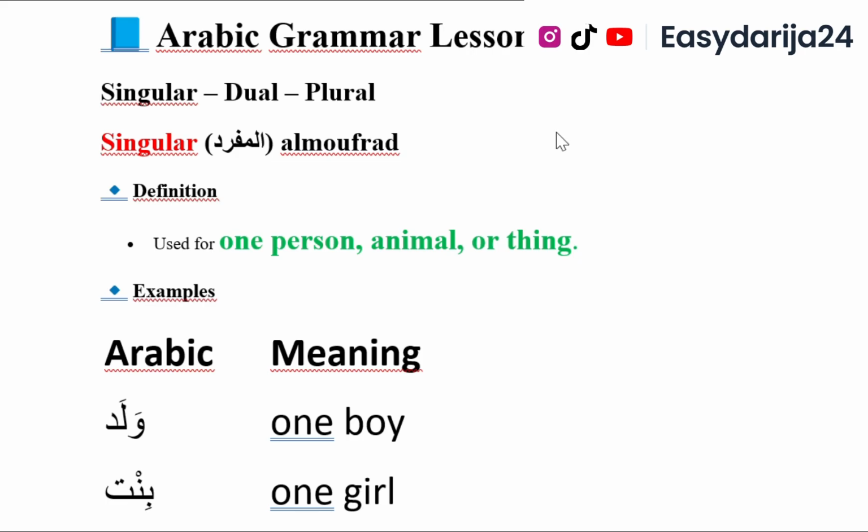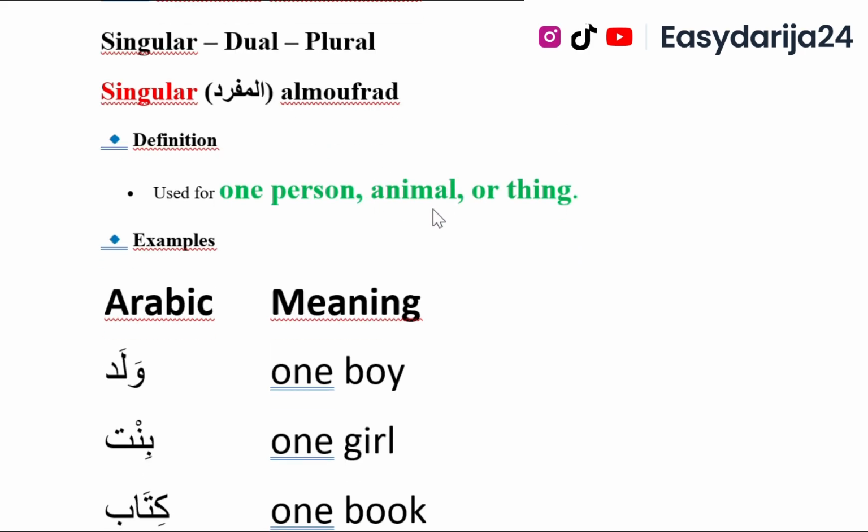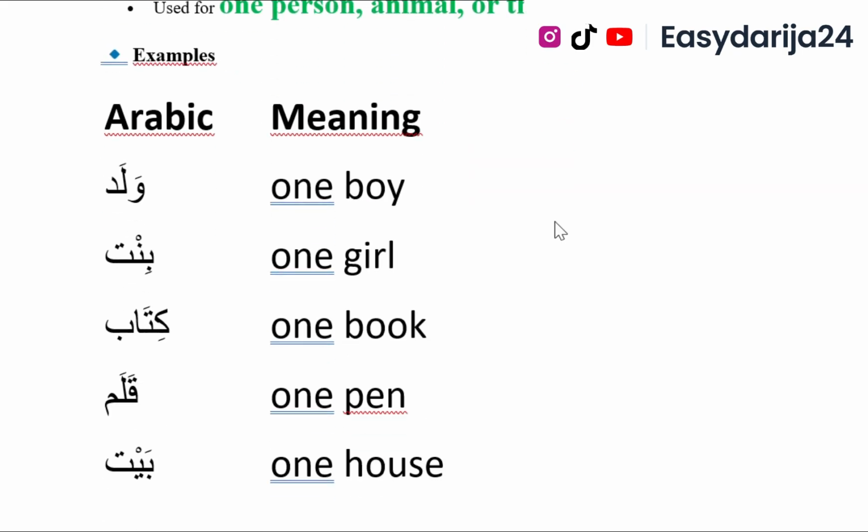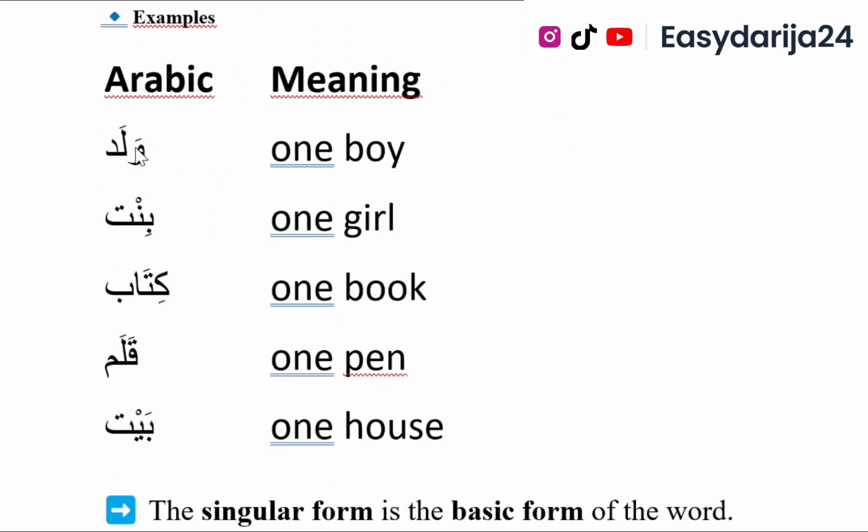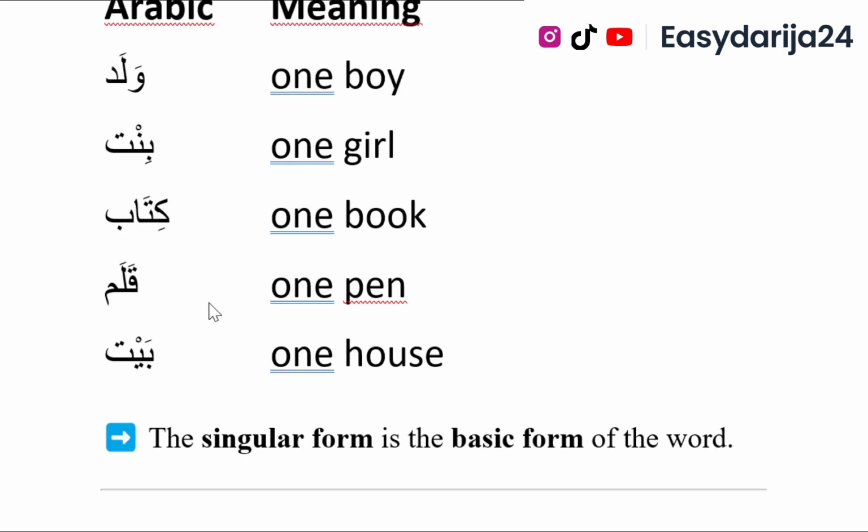Al-mufrad. So al-mufrad basically we use it for one person or one animal or one thing. Okay. For example, here we have walad, one boy, mufrad; bint, one girl; kitab, one book; qalam, mufrad; bayt, mufrad.